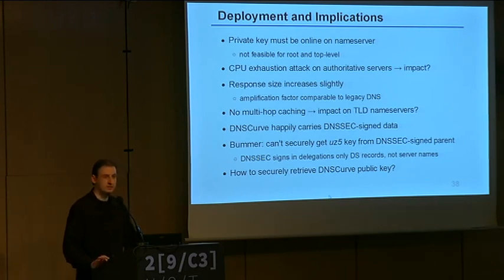The response sizes of the name servers increase slightly. You need to send the crypto boxes, but it's only a minor amplification factor, so it's comparable to legacy DNS. So it doesn't make amplification attacks worse, like DNSSEC does, but it also doesn't solve them. So amplification attacks are still possible, but not with such a huge amplification factor. Okay, we have no multi-hop caching. So what will this mean for the load on the top-level domain name servers when we have less caching? Unknown, I have found no data on this.